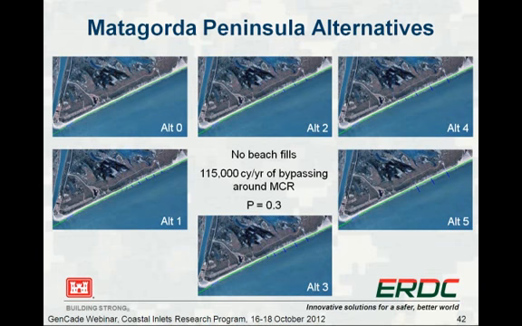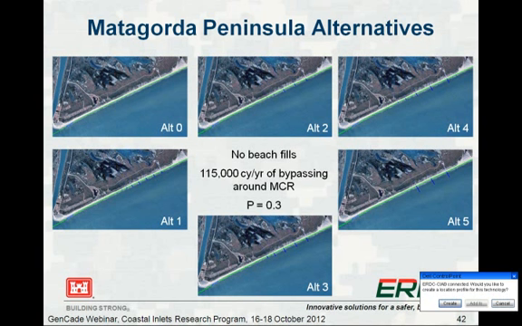We didn't include any beach fills. We included a permeability of 0.3 for the groins. I did include a 115,000 cubic yard per year mechanical bypassing around the mouth of the Colorado River. We do not know how much is occurring at this time, and we don't even know if there will be funding if we need to bypass around the mouth of the Colorado River, but I used this just so we could choose which alternative we wanted to spend some more time on.